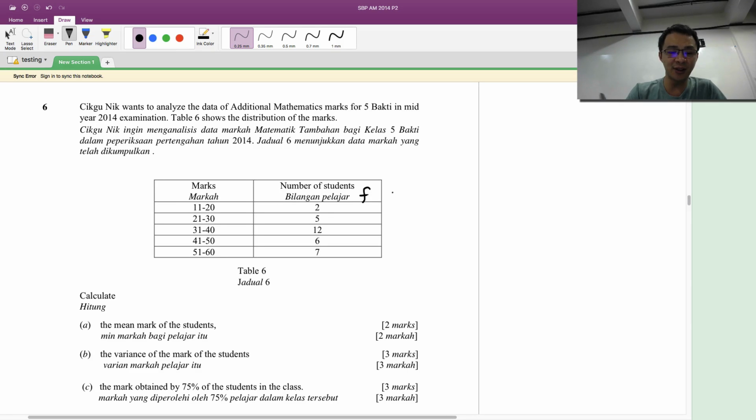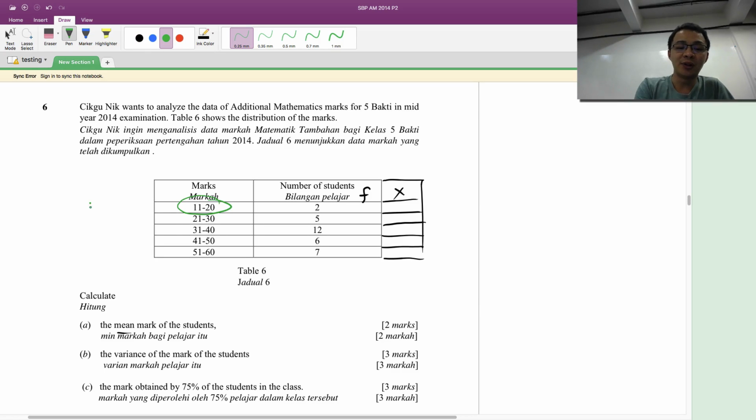Okay, so the first thing is, if I see the mean over here, I know I have to find x, which is the mid interval, or sometimes they call it midpoint. We need to find x. So x is very easy. It's the lower limit plus the upper limit divided by 2. So you use 11 plus 20 divided by 2, and you'll get 15.5.